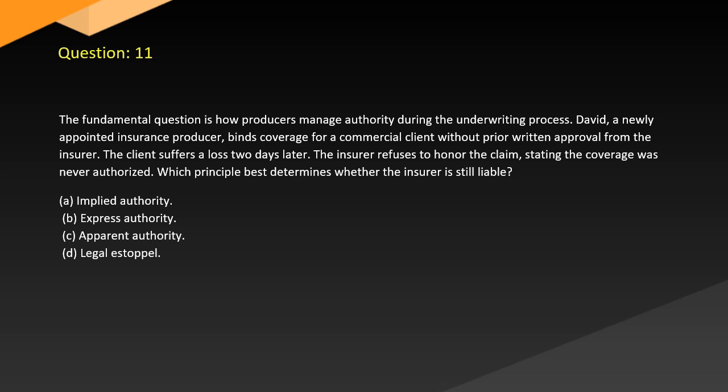Question 11. The fundamental question is how producers manage authority during the underwriting process. David, a newly appointed insurance producer, binds coverage for a commercial client without prior written approval from the insurer. The client suffers a loss 2 days later. The insurer refuses to honor the claim, stating the coverage was never authorized. Which principle best determines whether the insurer is still liable? A. Implied authority. B. Express authority. C. Apparent authority. D. Legal estoppel.